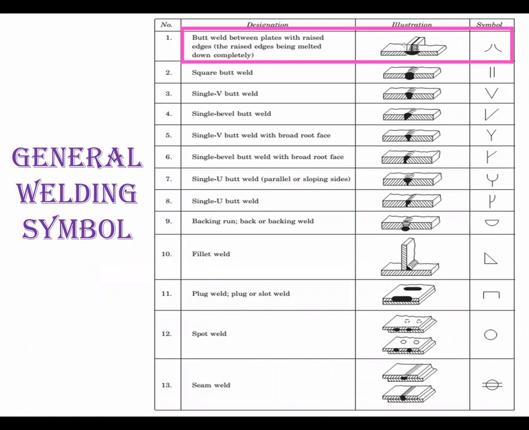Illustration for the butt weld between the two plates. These are the plates and these are the raised edges. We have to weld in between these two plates, so we are using a symbol like this.